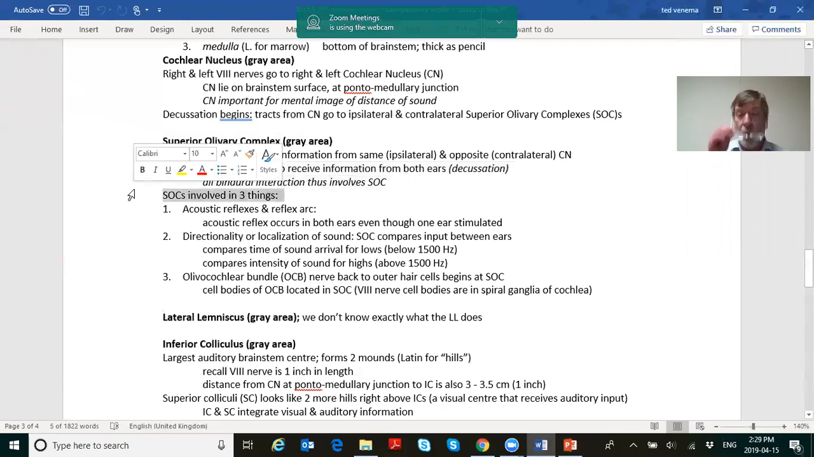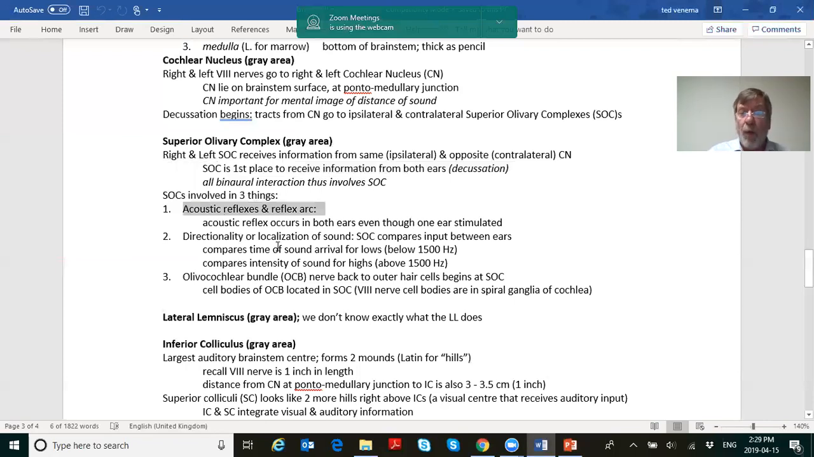So this is a very important pair of nuclei. They are involved first with the acoustic reflexes. Think of the acoustic reflex arc, the loop it takes. And we looked a little bit at this earlier in our anatomy course, and we'll look at it again here and now.